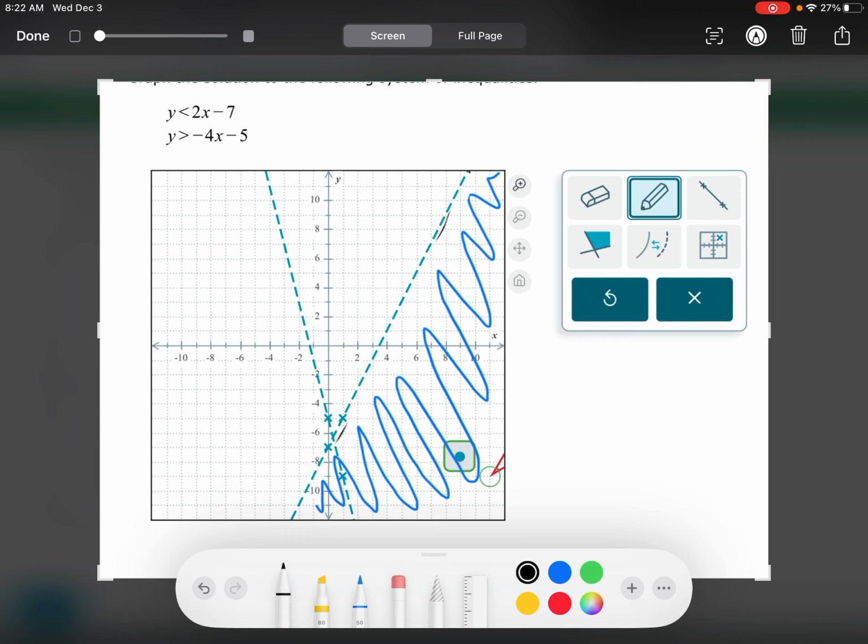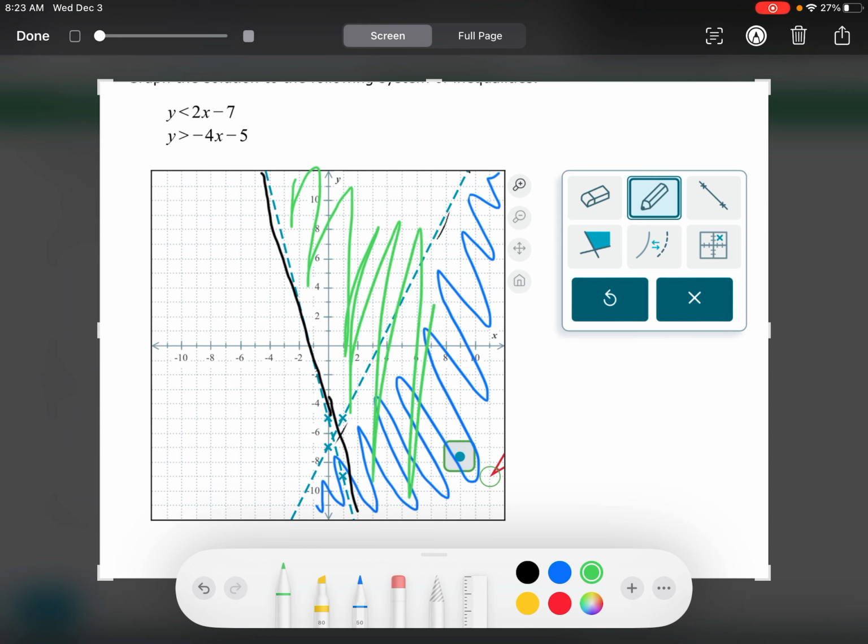Now, let's look at our other line. The other line had a y-intercept of -5, so just to check, yeah, this is the -5 line. Okay, cool. And then that one says that y needs to be greater than this line. So we need to shade above this line. So whenever I see this line, I'm going to shade in above that line. Okay, so just shade that in.